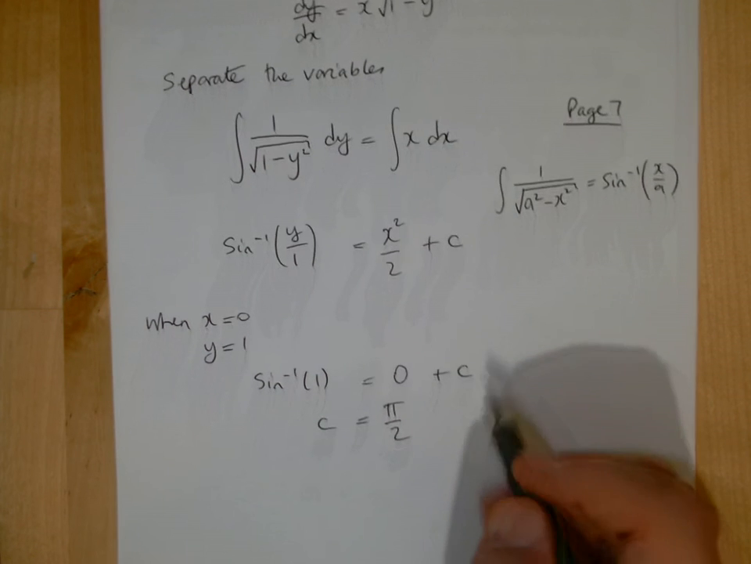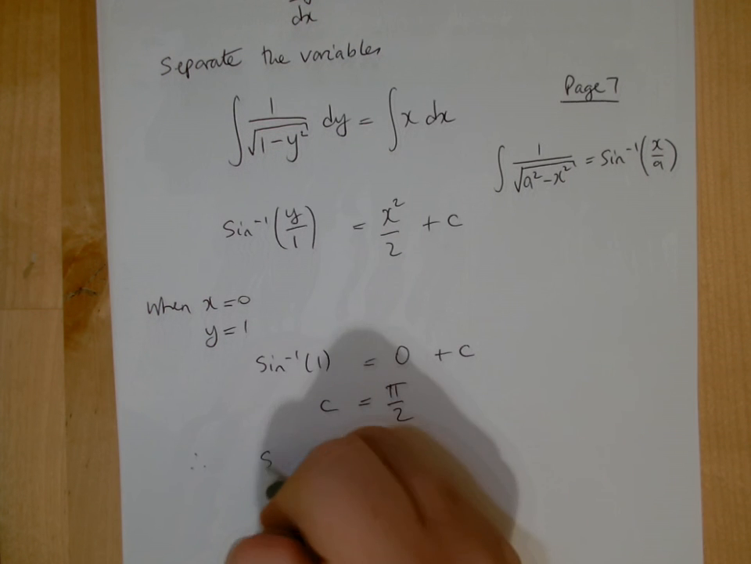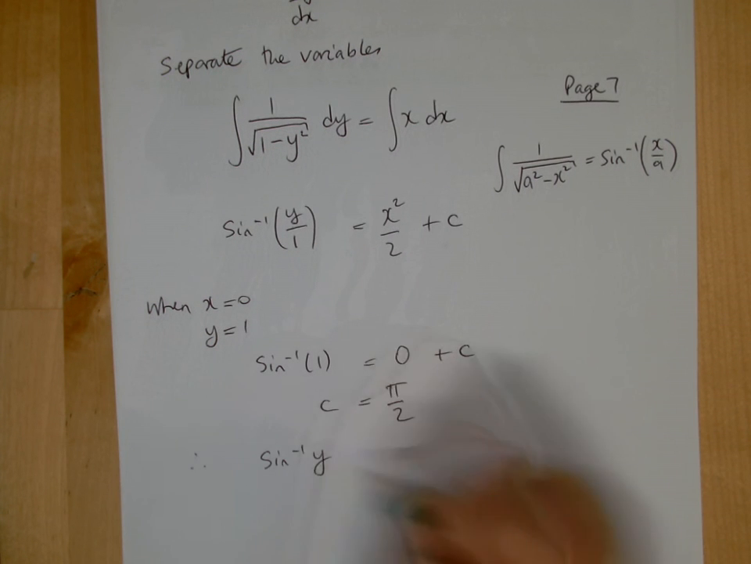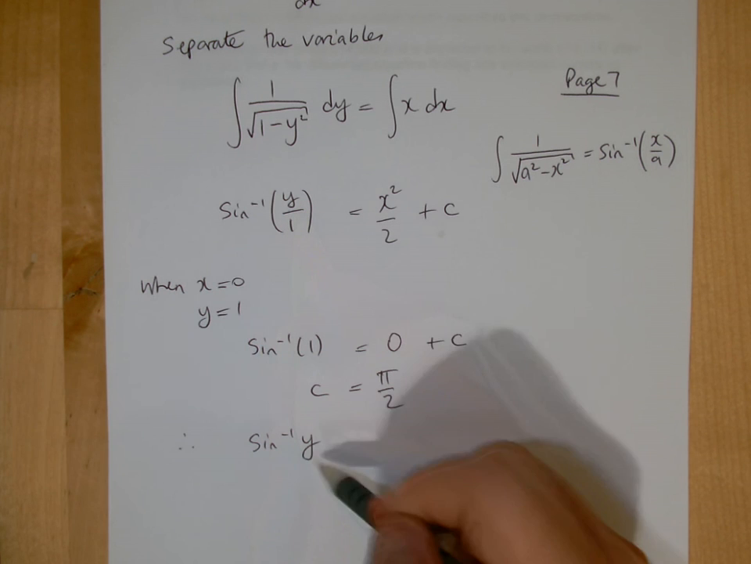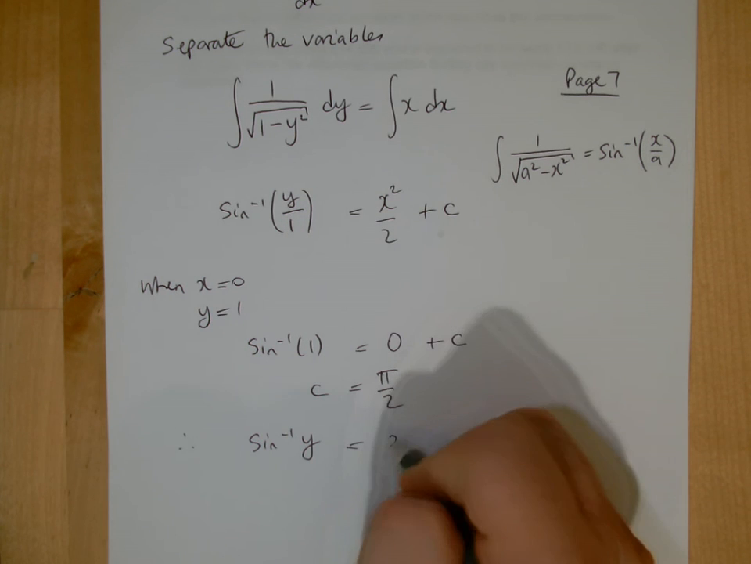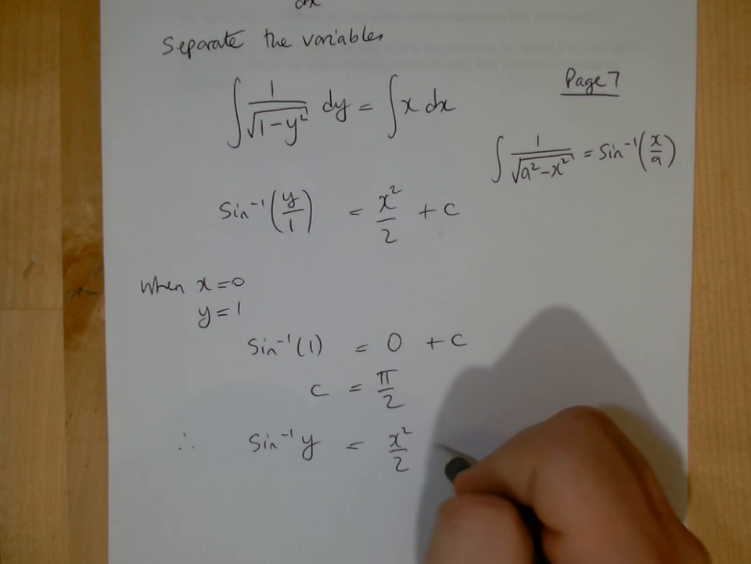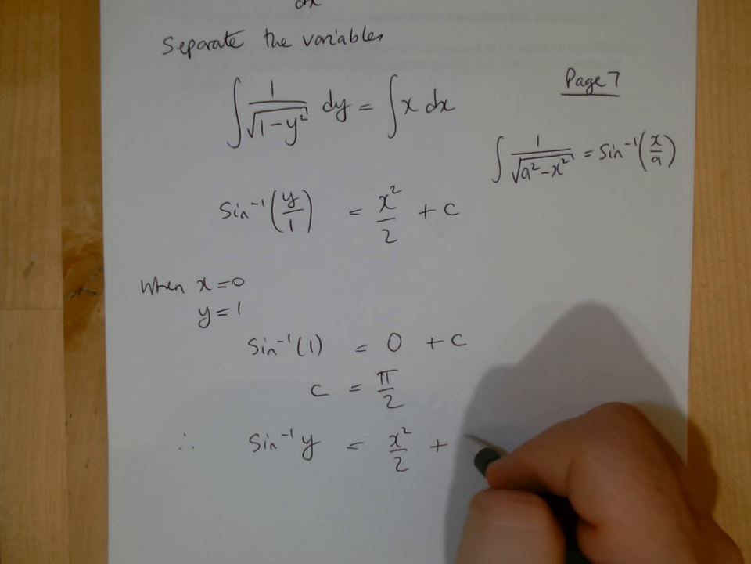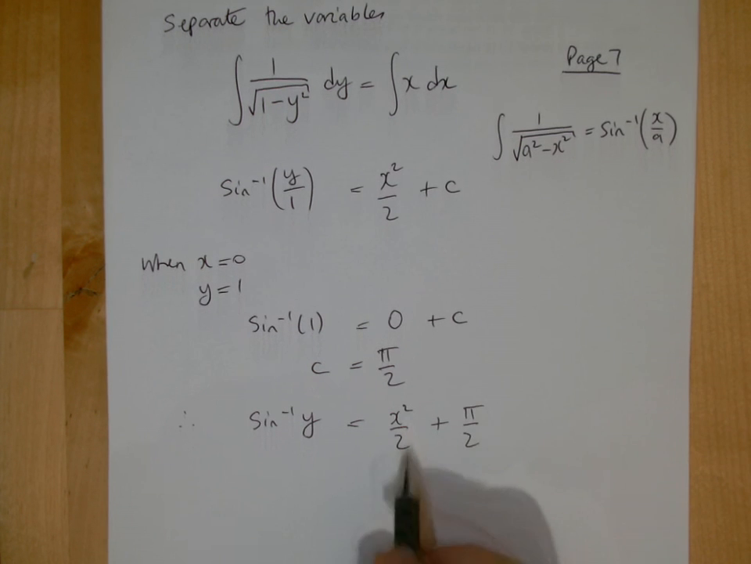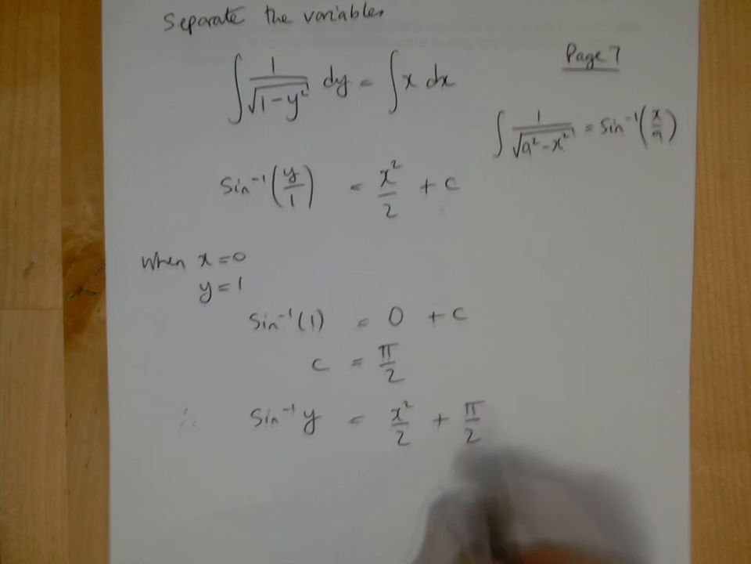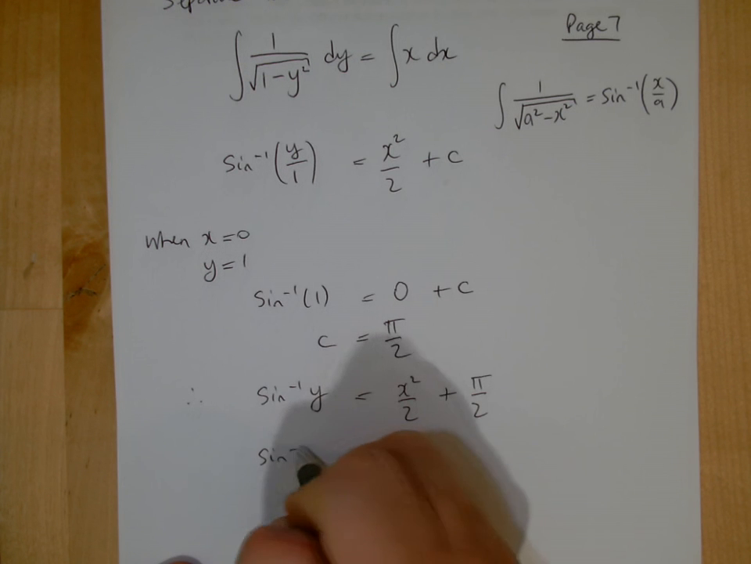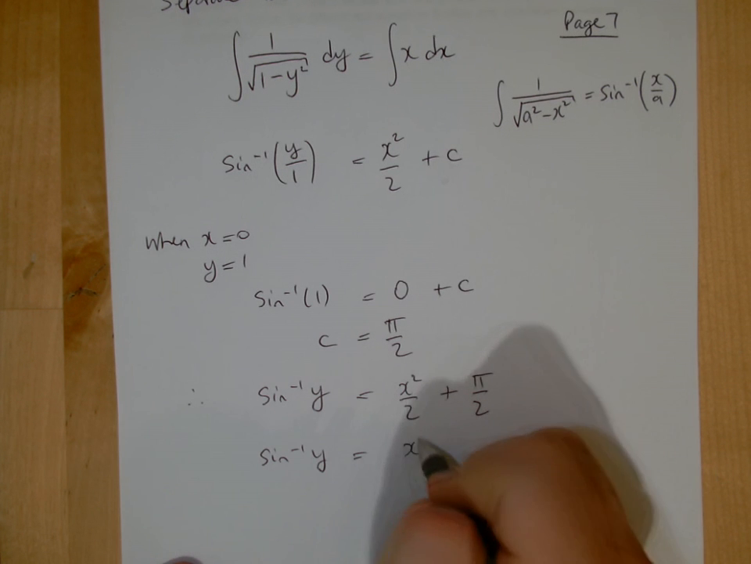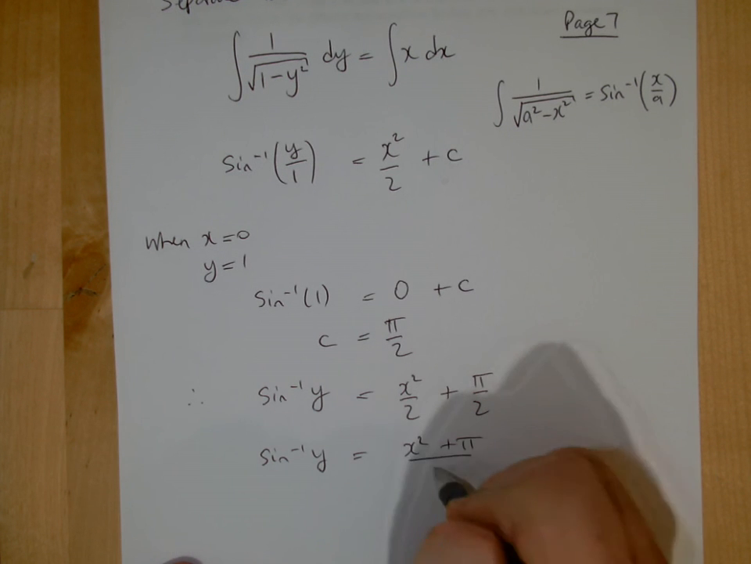Okay? So therefore, sine to the minus 1 of y, just write it as y, equals x squared upon 2 plus pi over 2. Now because we're halving both of these terms here, we could actually write that as a single fraction, where we've got x squared plus pi all over 2.